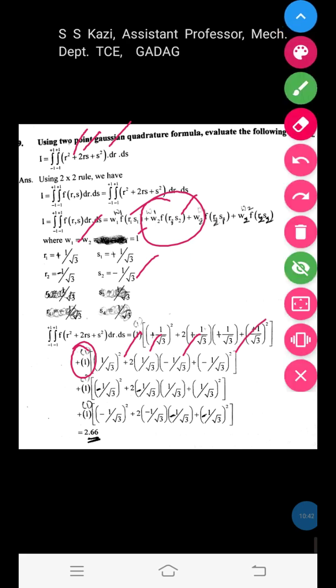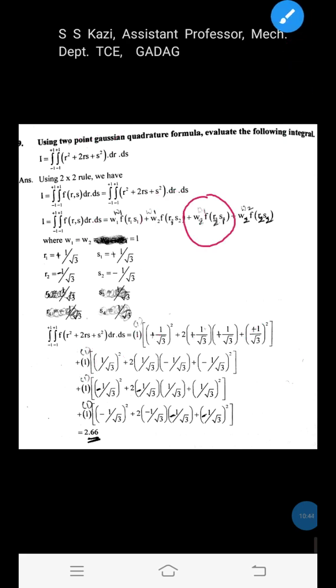Okay, now after that, the third term: we will consider W2 into W1. Again W1 and W2 are 1, so 1 into 1 into bracket f of R2 S1. f of R2 S1 is R2 square plus 2 R2 S1 plus S1 square. Now you substitute R2 as minus 1 by root 3 and S1 as 1 by root 3 here.